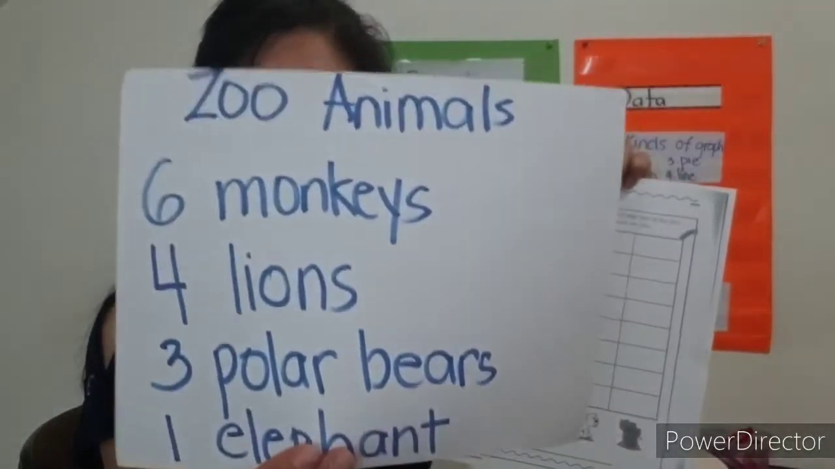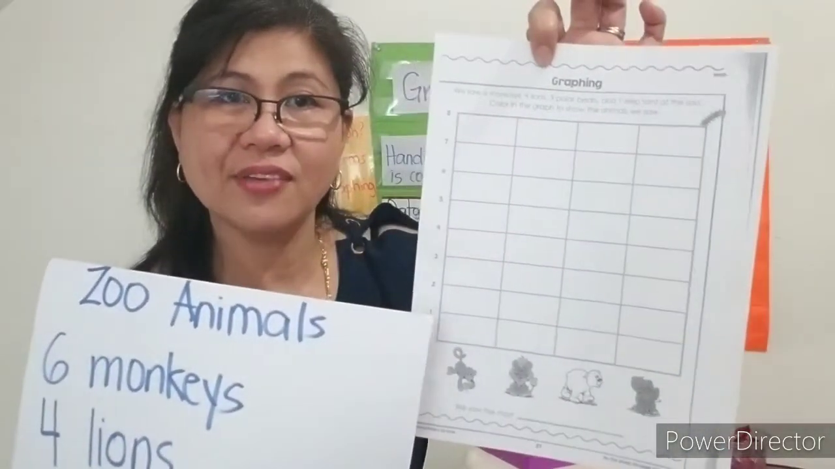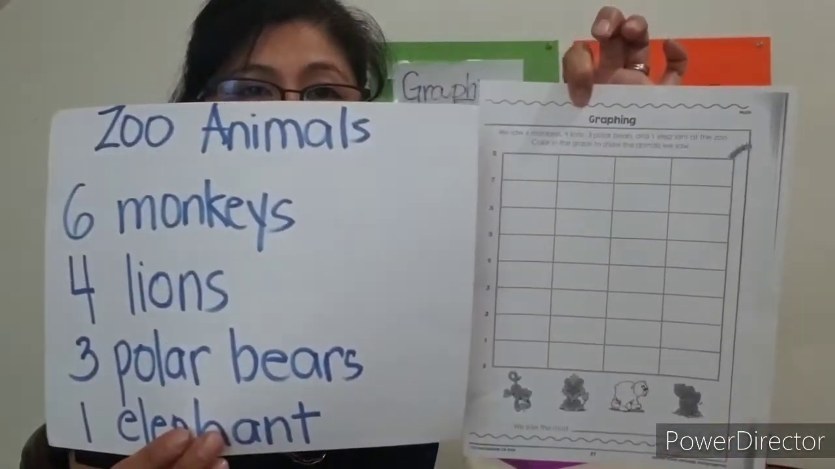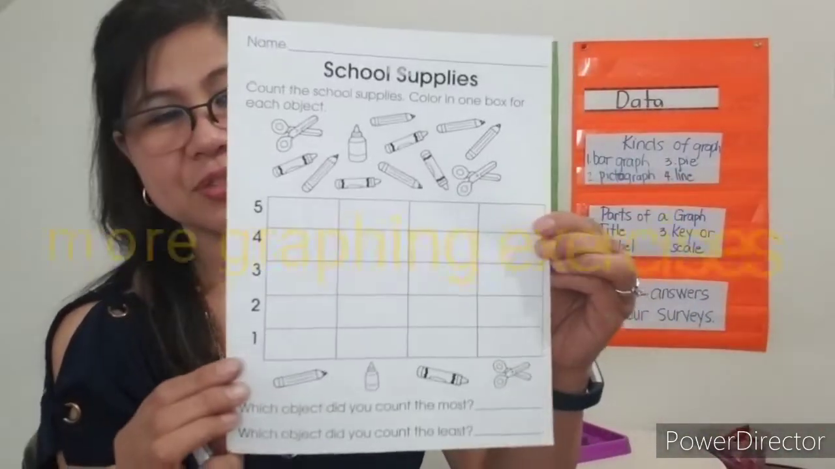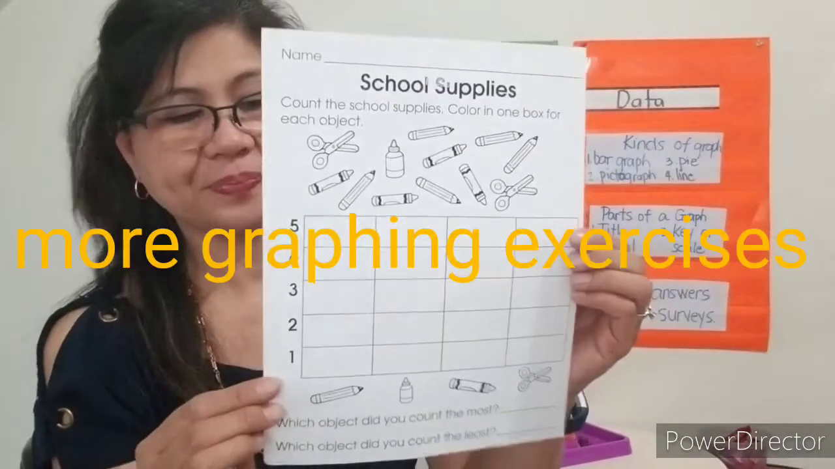And if you color this, you always start from the bottom. Okay, so can you use my data and put it in the graph? You can always pause the video. And also another pictograph, because I'm using pictures here. You can also do this with your family.